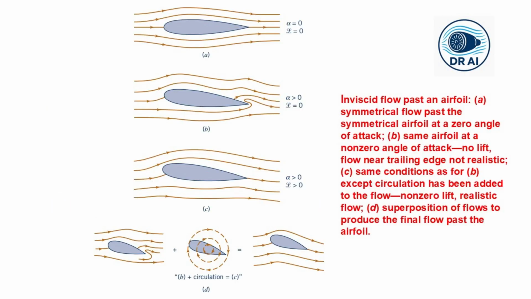As this figure illustrates, for a symmetrical airfoil at zero angle of attack, in part A of this figure, the potential flow gives a reasonable result. The streamlines are smooth and the flow behaves as expected. But for the same airfoil at a non-zero angle of attack, in part B of this figure, potential flow predicts something unrealistic.